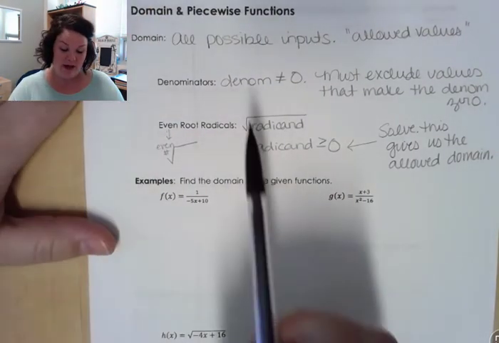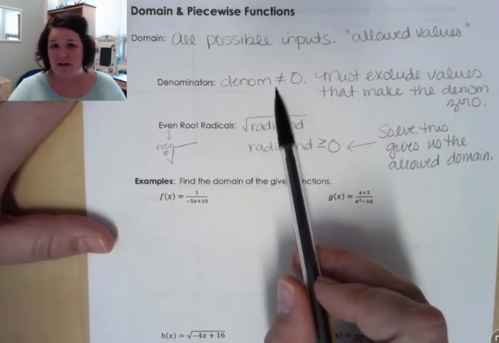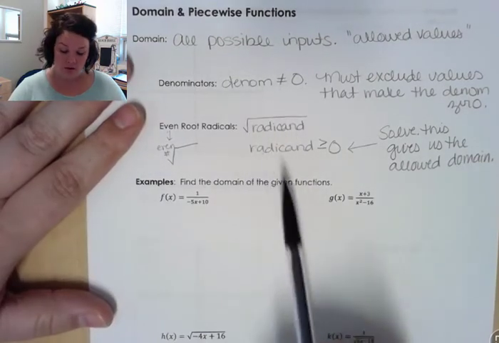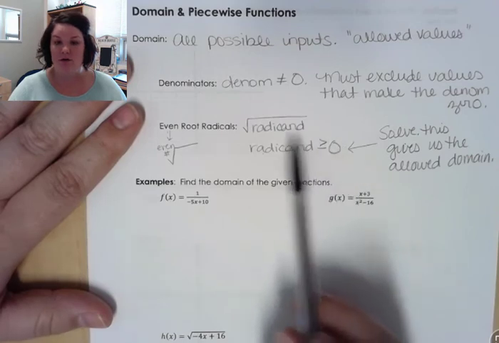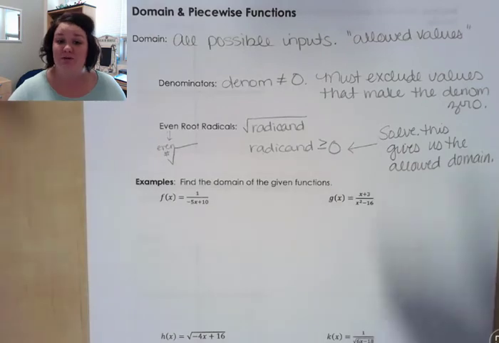Okay, so if we have a denominator, we set it equal to 0, figure out what would make the denominator 0, and then we throw that out. If we have an even root radical, we take whatever's underneath it, we ensure that it be greater than or equal to 0. We solve this, and that tells us what values we can use for that function.